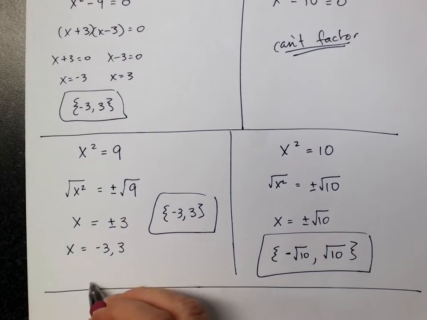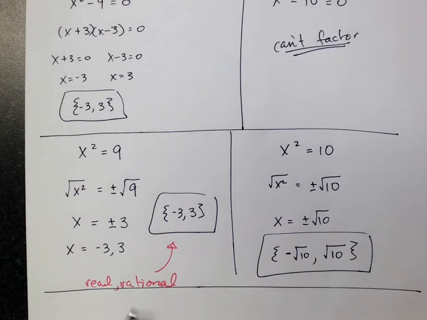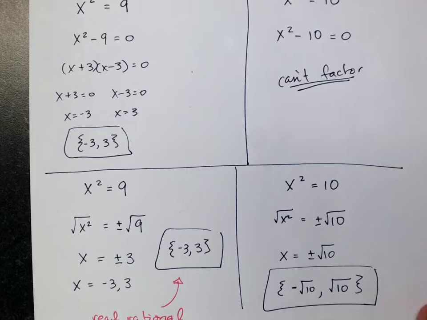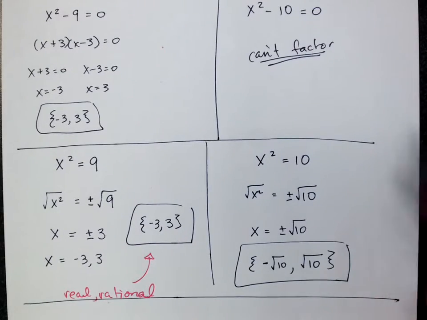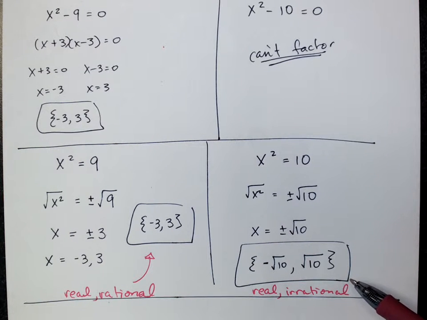Now this has real, rational solutions, which means we could have factored it. In fact, we did factor it. 2 different ways to solve the same thing. This one, these are real solutions. There's no i. There was no negative radicand, but they are irrational solutions. They have radicals in them, which means we couldn't have factored it. But there's still 2 solutions.